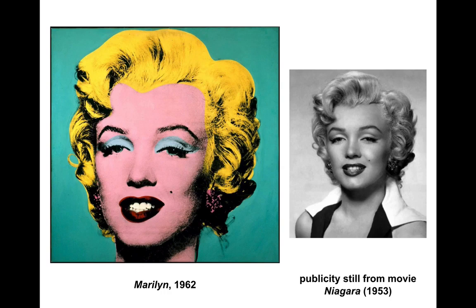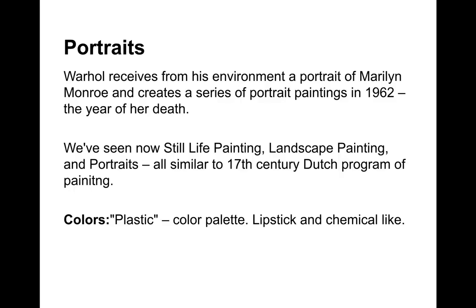This becomes one of the most popular images he uses time and time again, and this is Marilyn from 1962. And the image that's sourced for this work is taken from a publicity still from the movie Niagara from 1953. So looking at these portraits, Warhol receives them from his environment, a portrait of Marilyn Monroe, and creates a series of portrait paintings in '62. This is the year of her death.